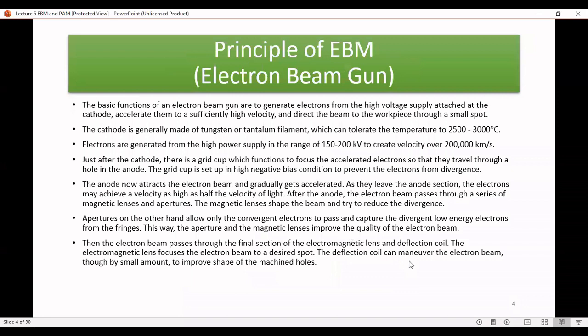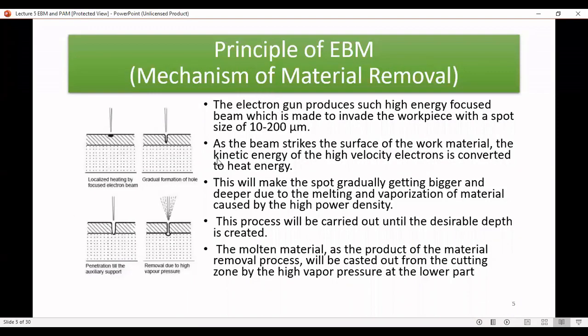Okay, we're going to go to slide number 5, the principle of EBM, the mechanism of material removal. You can see there are 4 schematics in here. The electron gun produces a high energy focused beam, which is made to invade the workpiece with a spot size of 10 to 200 microns. Basically, the localized heating is done on this spot size of 10 to 200 microns. As the beam strikes the surface of the workpiece, the kinetic energy of the high velocity electrons is converted to heat energy. I explained that just now.